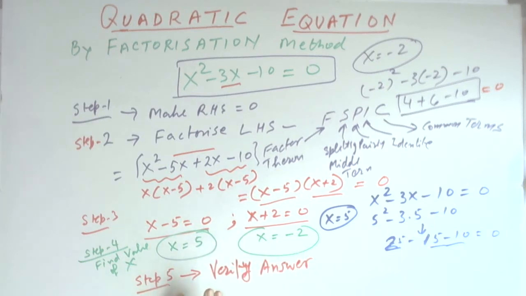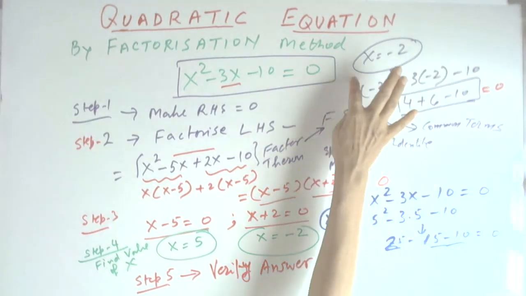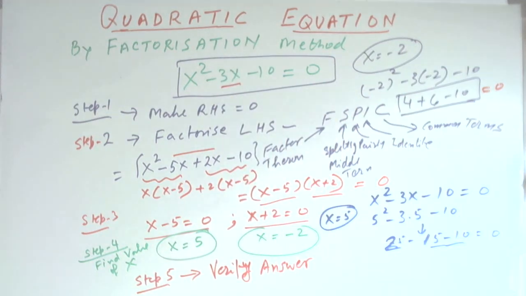And last, which is an optional step, but it's a good practice, is to verify the answer by substituting the values we have found in step number 4. Here we have substituted x is equal to 5, and we have checked that the equation is true. Similarly, we can also check by putting x is equal to minus 2, and we find that for both 5 and minus 2, the equation holds good.